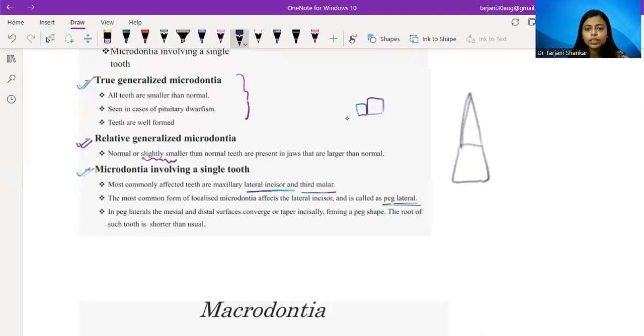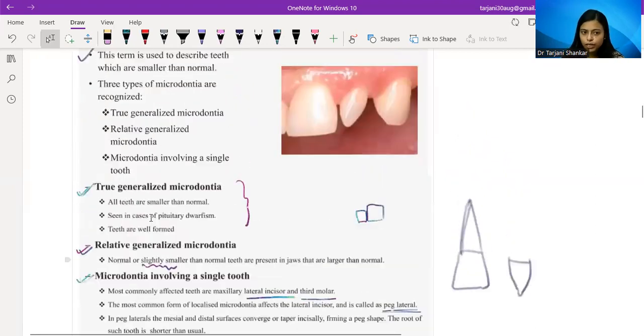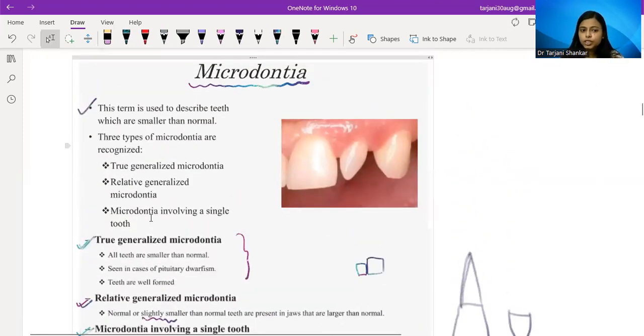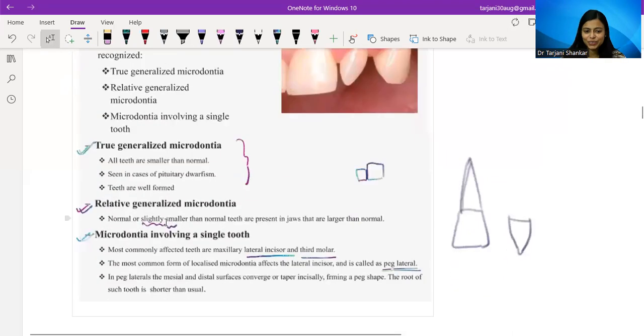But over here, the mesial and the distal surface converge, okay? And it shows like a peg-like tooth, okay? The root of the tooth is shorter than the usual. Okay, so I hope it's clear what is microdontia. Microdontia is when the teeth are smaller in size. The three types: either it can be true generalized, relative, or microdontia that involves just a single tooth, right?